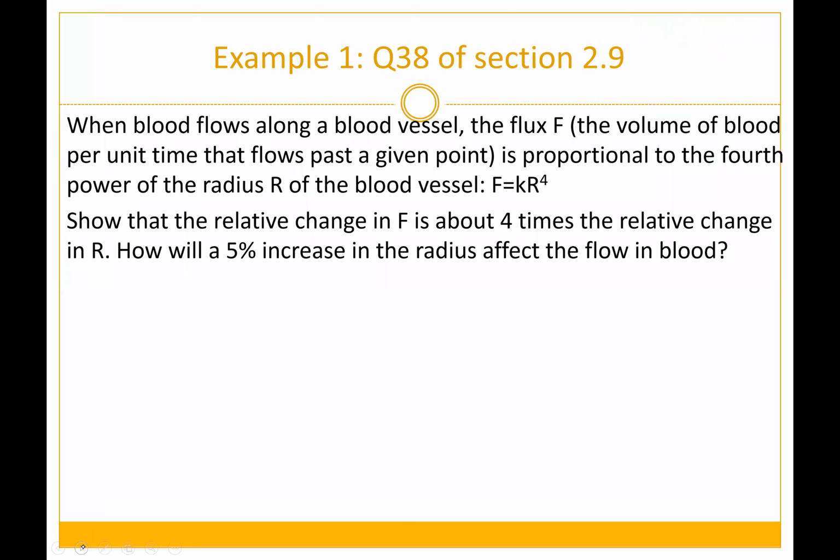Now it's easier to look at example 1. Example 1 is question 38 of this section in the book. Say you have blood flowing along a blood vessel. The flux is proportional to the fourth power of the radius. So the flux is proportional to the fourth power, so it's going to equal k r to the fourth. Show that the relative change in F is about 4 times the relative change in R. How will a 5% increase in the radius affect the flow of blood?